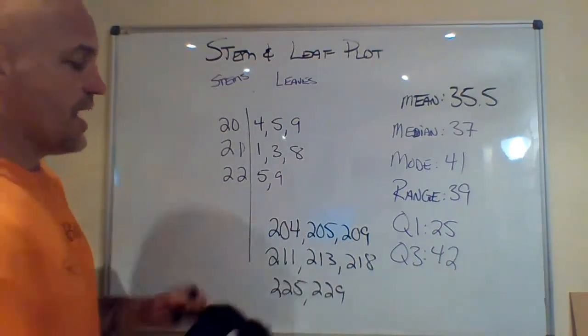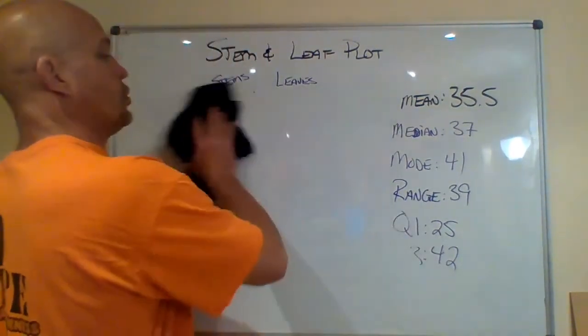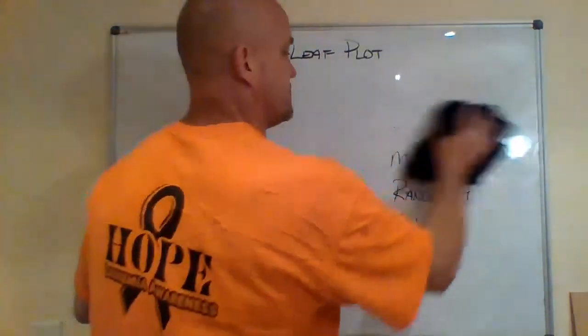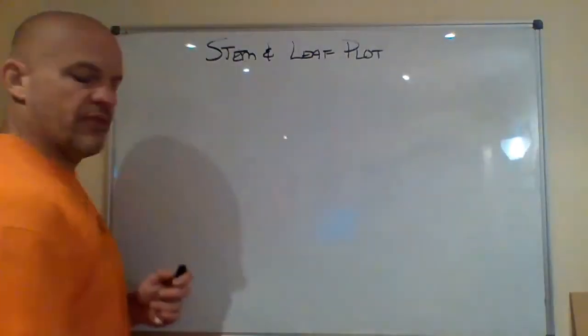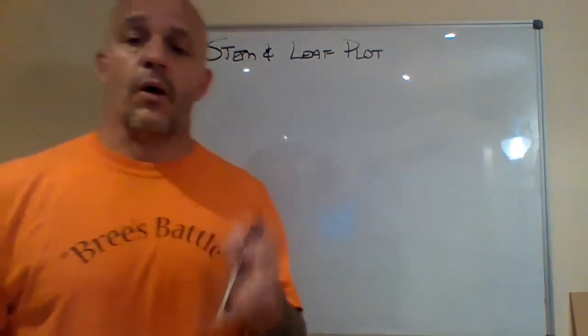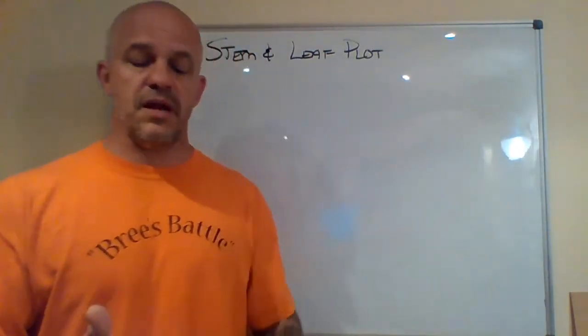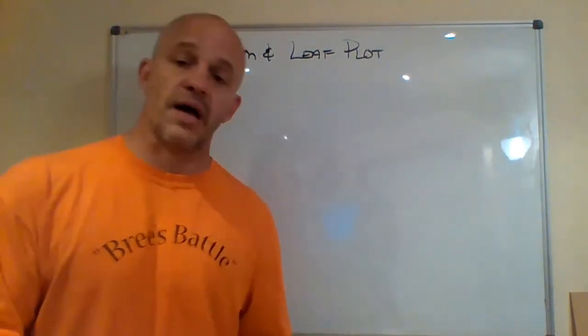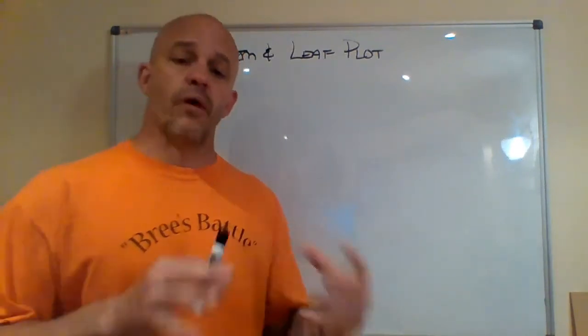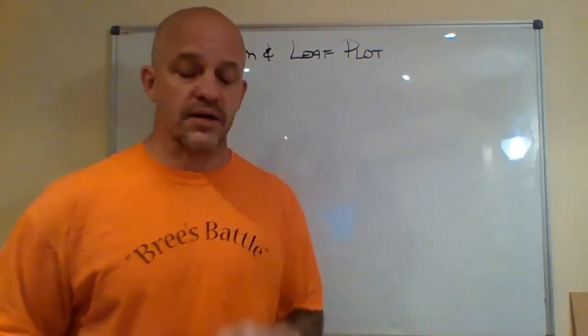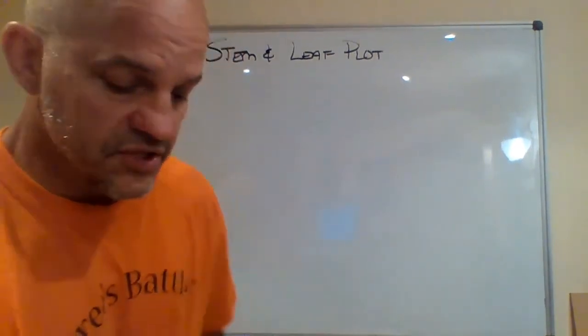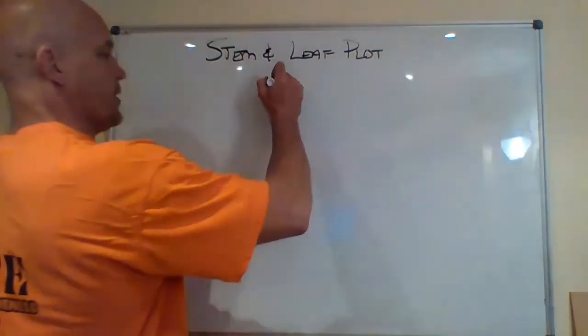So what I'm going to do at this time is put a stem and leaf plot up. You're going to pause the video. I would like you to find all the measures of central tendency: mean, median, mode, range, and then quartile 1 and quartile 3. So we have all the central tendency and the ability to make a box and whisker plot off of it.